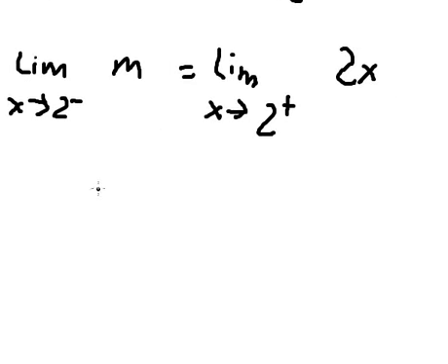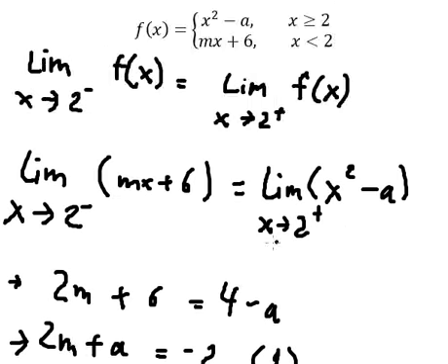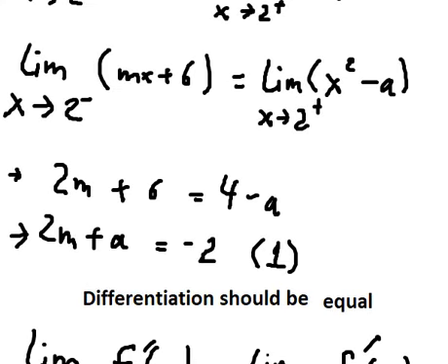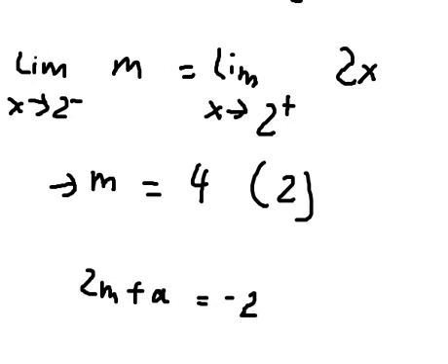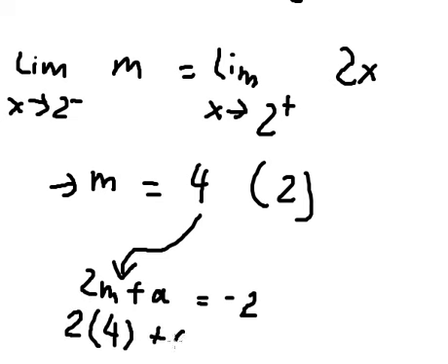Now we put number 2 in here, and we have number 4. After we got number 4, we put number 4 in here, and we have 2 multiplied by number 4. So this is about 8.